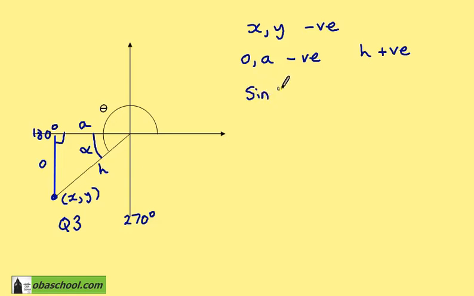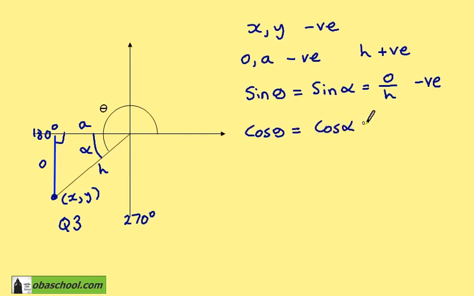Defining our angles, the sine of theta we define to be the same as the sine of the associated acute angle, alpha. So it's the opposite over the hypotenuse, negative divided by positive, and therefore is negative. The cosine of theta is defined in a similar way. The adjacent over the hypotenuse, a negative divided by a positive, and therefore is negative.